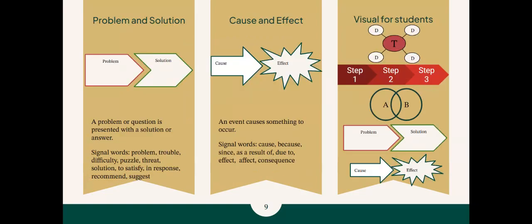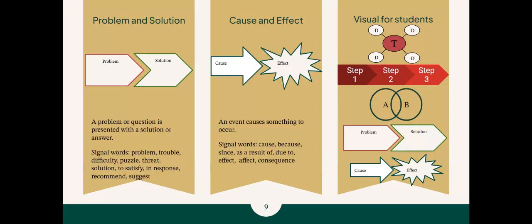The problem and solution structure is when a problem or question is presented with a solution or answer. A graphic organizer that shows problem leading to solution is helpful. Signal words include problem, trouble, difficulty, puzzle, threat, solution, to satisfy, in response, recommend, or suggest.